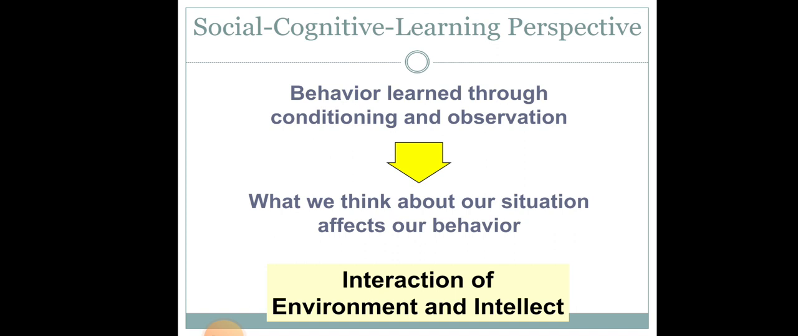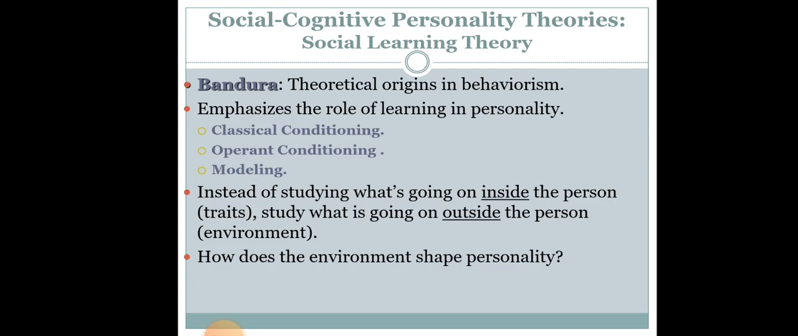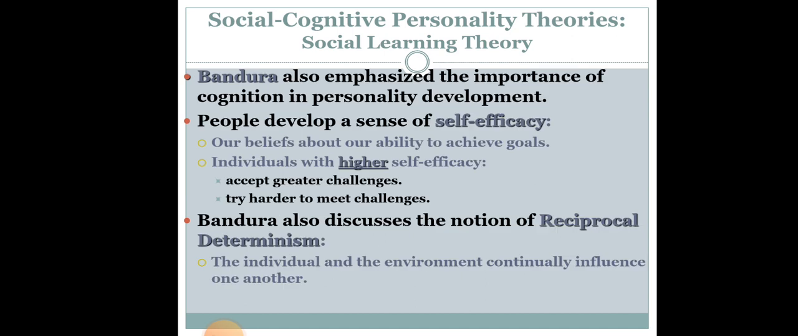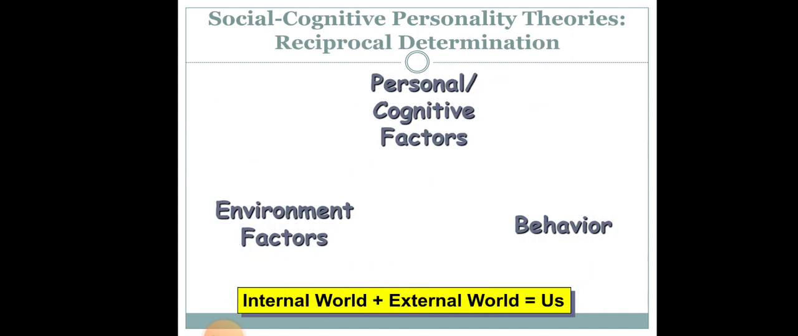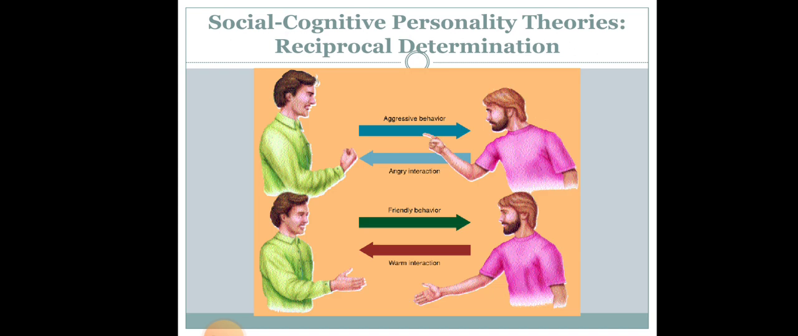So this was the social cognitive learning perspective. So here behavior is learned through what? Conditioning and observation. What we think about our situation affects our behavior. And this is interaction between environment and intellect. Okay, guys, this is according to Bandura. This is just for reading, Bandura, and this just for reading.